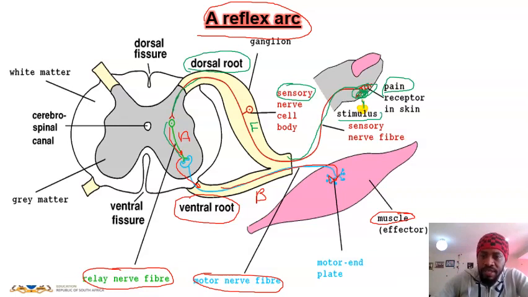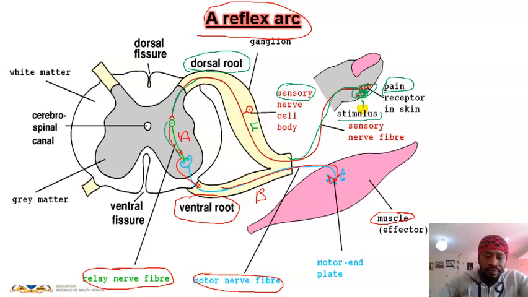So when pain receptors pick up pain, the stimulus is converted to an impulse by the sensory neuron, which transfers the impulse right through the dorsal root to the connector neuron. The connector neuron then transfers the impulse to the motor neuron, which transfers the impulse through the ventral root and to the effector, and the response is executed.